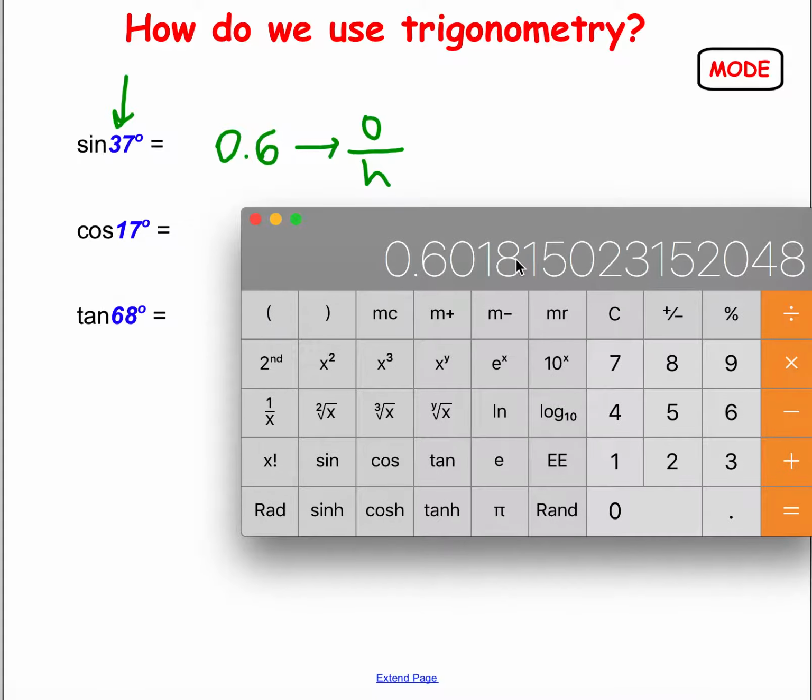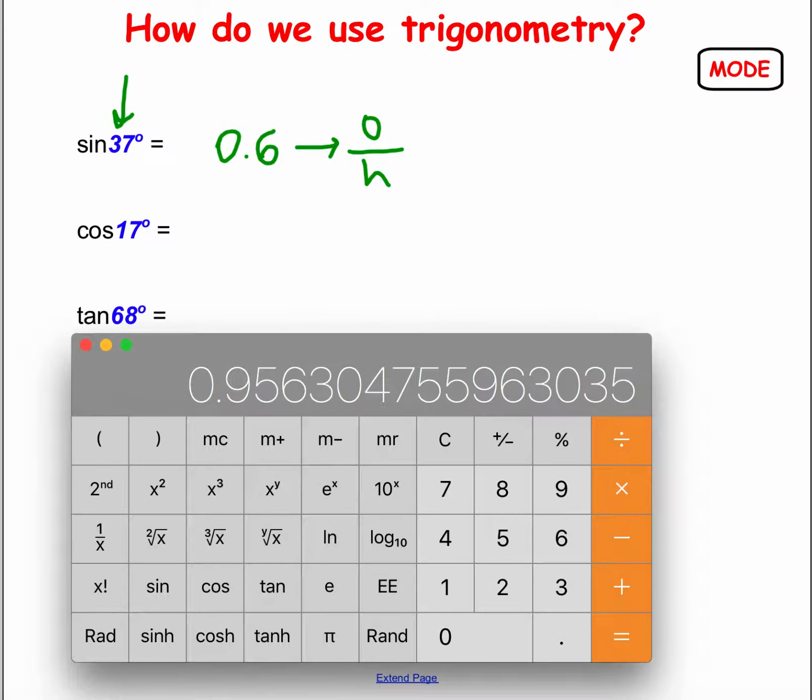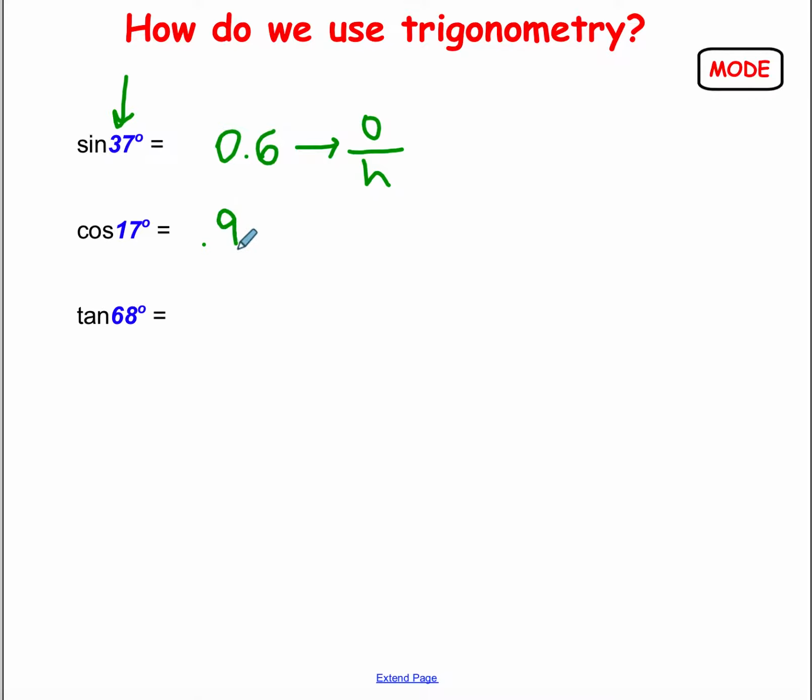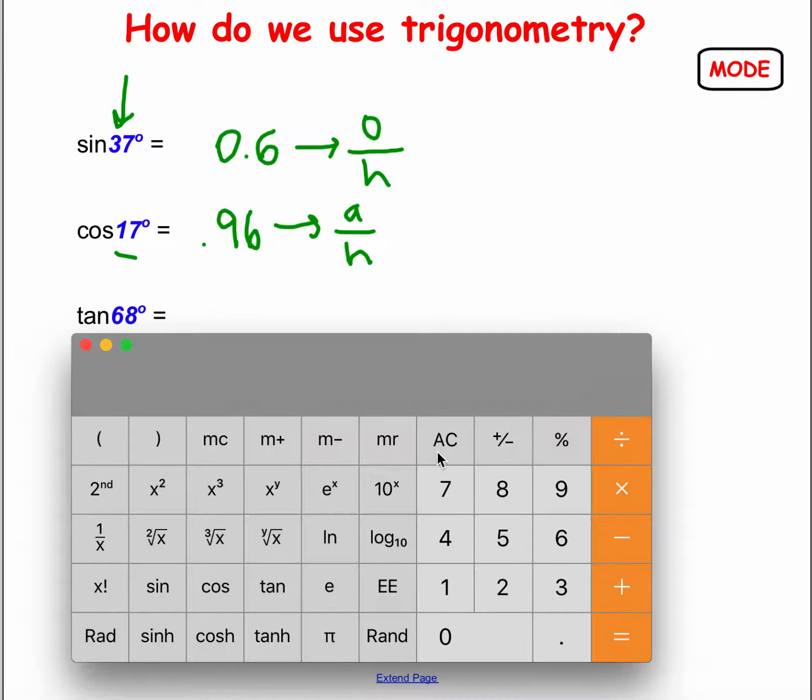Well, we can go back and do this for cosine of 17. I'm going to clear this, type in 17 and hit cosine, and we get 0.96. So what does this mean? This means that the ratio of the adjacent side to the hypotenuse of a 17-degree angle is 0.96. That's almost 1. If I have a side length of 10 and a side length of 10, that ratio would be 1. Because this is close to 1, we can tell that the adjacent side and the hypotenuse are almost the same. It's not quite the same. In fact, the adjacent side is going to be a little bit smaller than the hypotenuse, but it's almost the same thing.